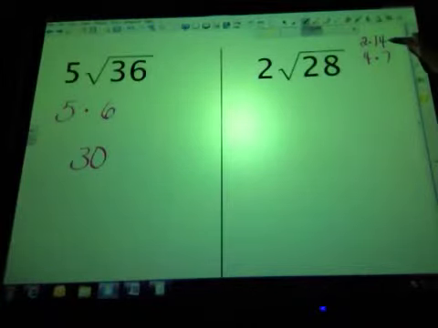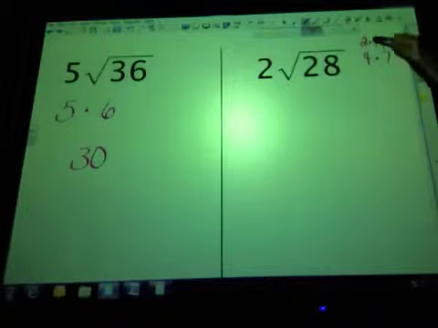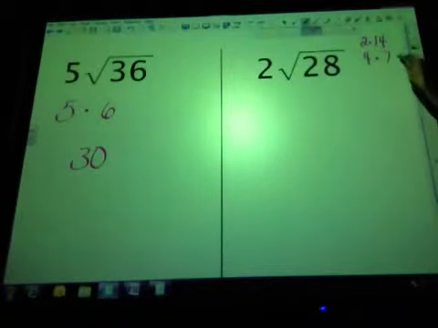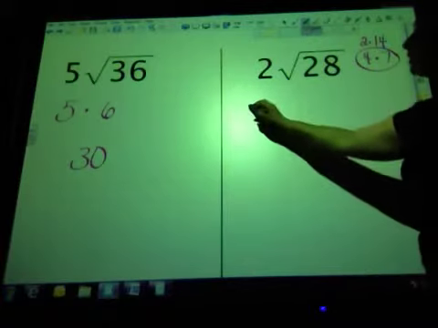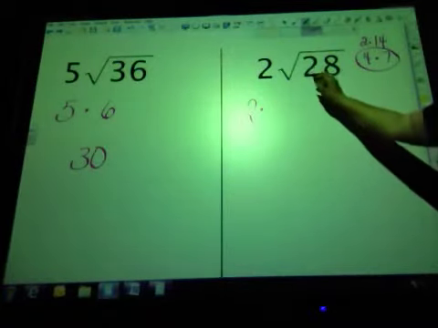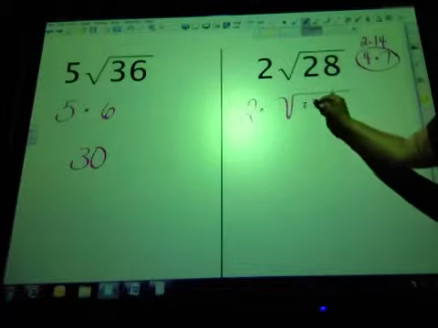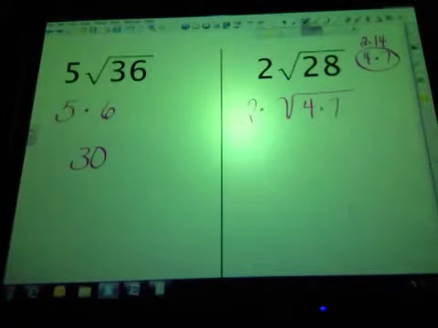2 times 14 doesn't contain a square number. Neither one of those are square. But 4 times 7, the 4 is a square number. So I'm going to use 4 times 7. So I'm just going to rewrite this. I've got a 2 in the front. And instead of 28, I'm going to do 4 times 7 underneath the square root sign.